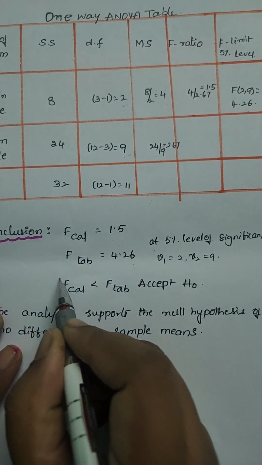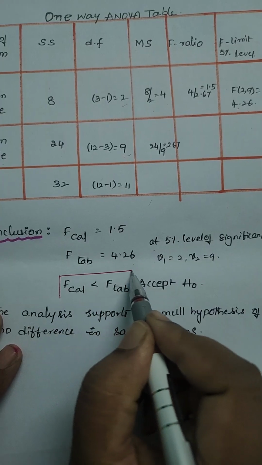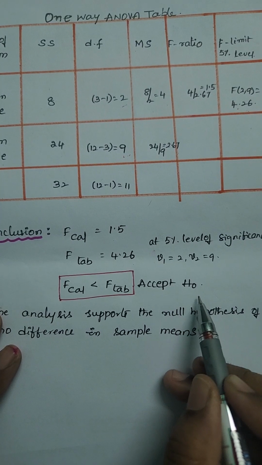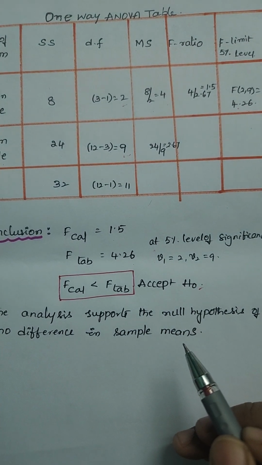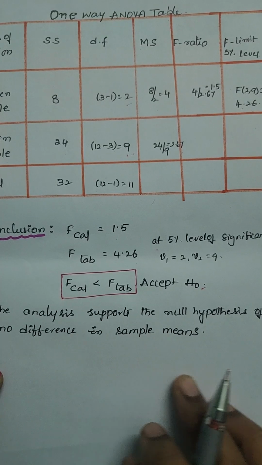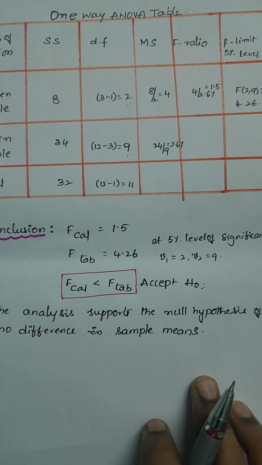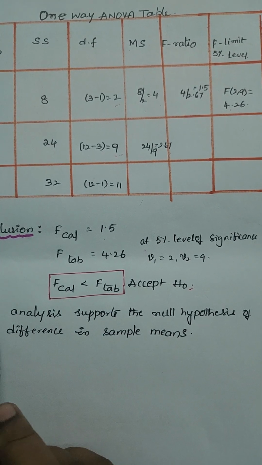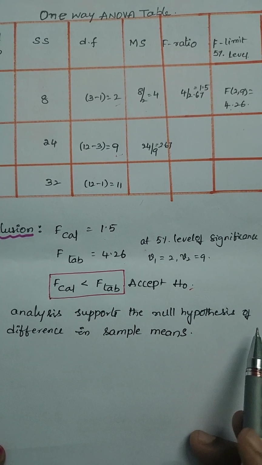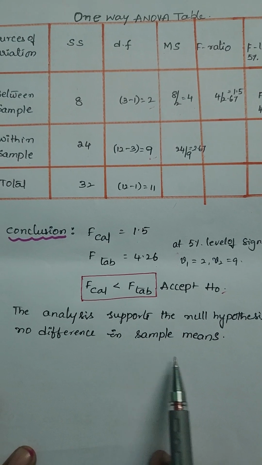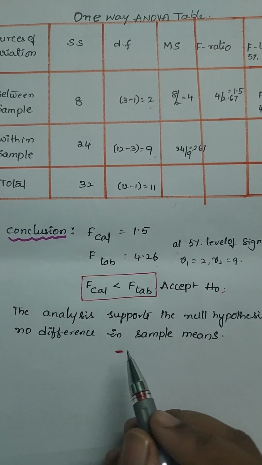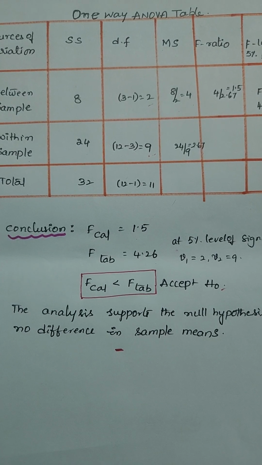In this case, the F calculated value is less than the F tabulated value, so we will accept the null hypothesis. What is the null hypothesis? There is no significant difference in the sample means when we use different varieties of wheat. So the analysis supports the null hypothesis of no difference in sample means. So by using the one-way ANOVA technique, we can find the effect of one factor on one plot.